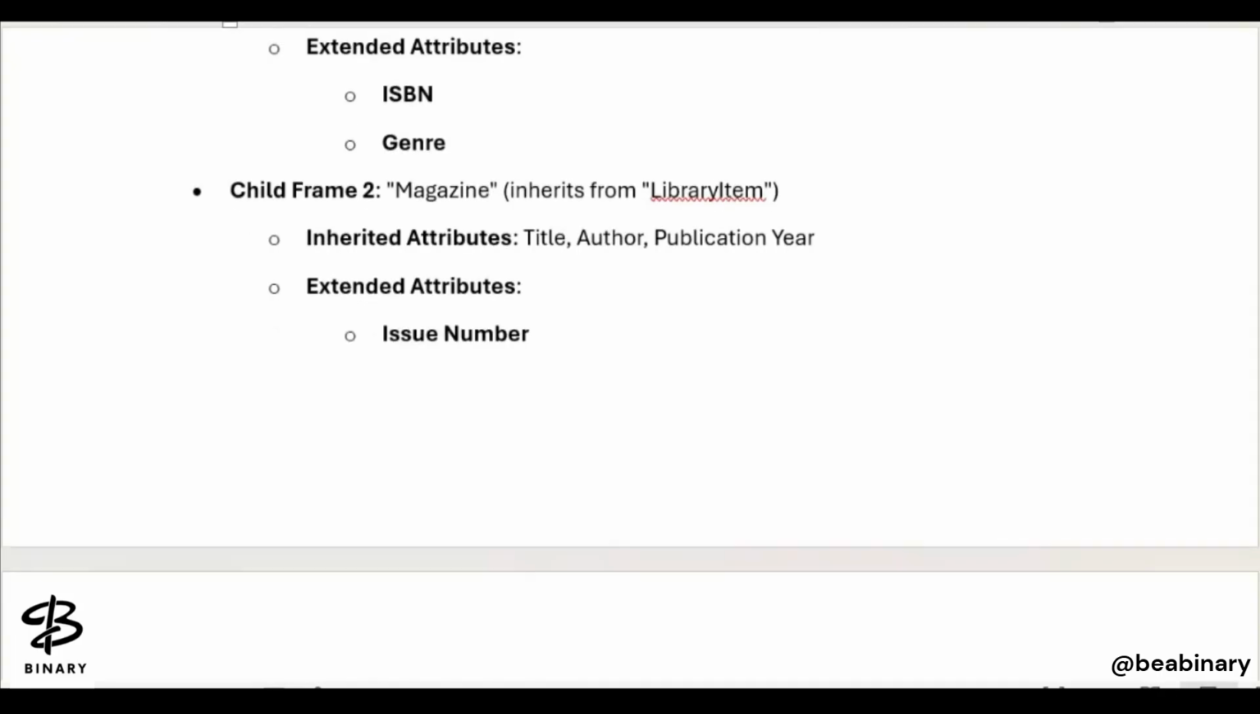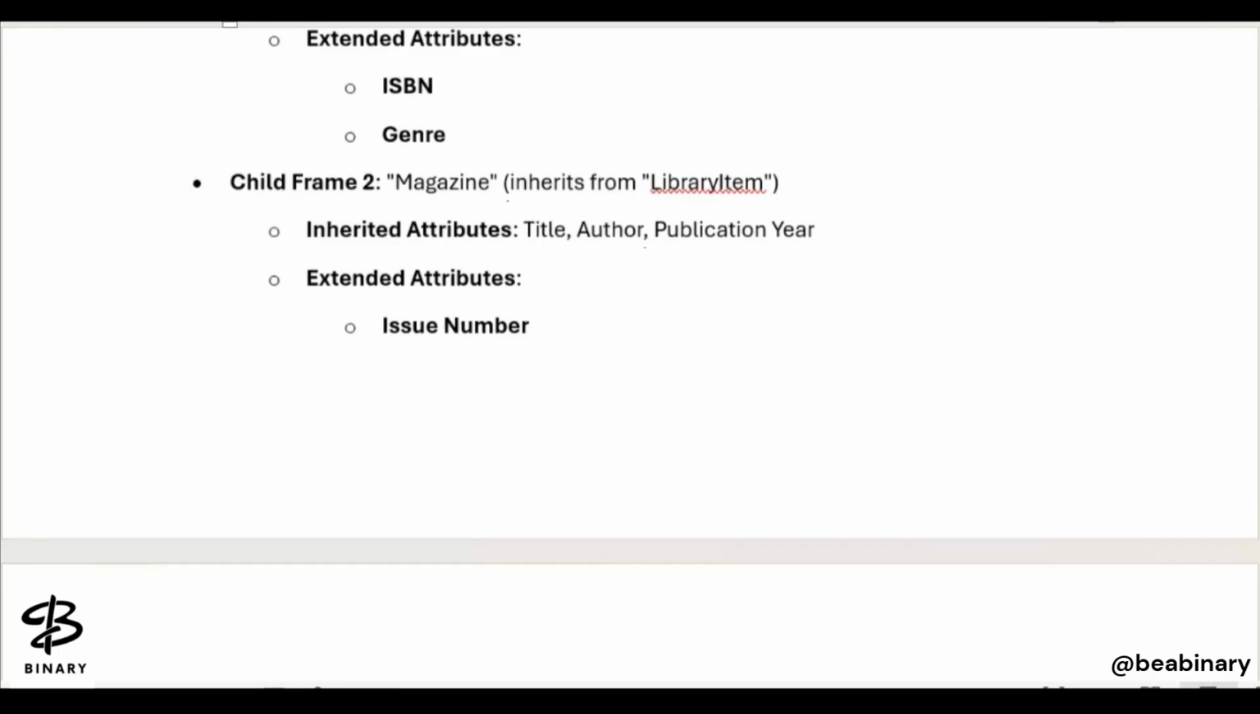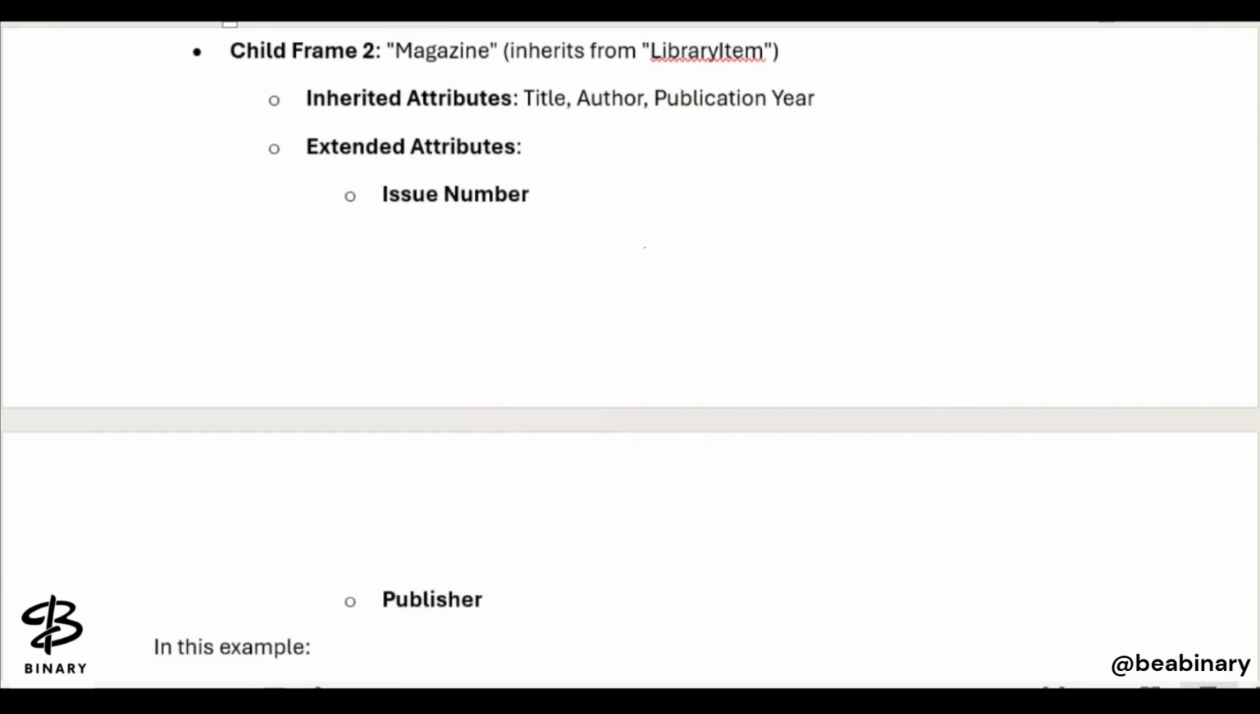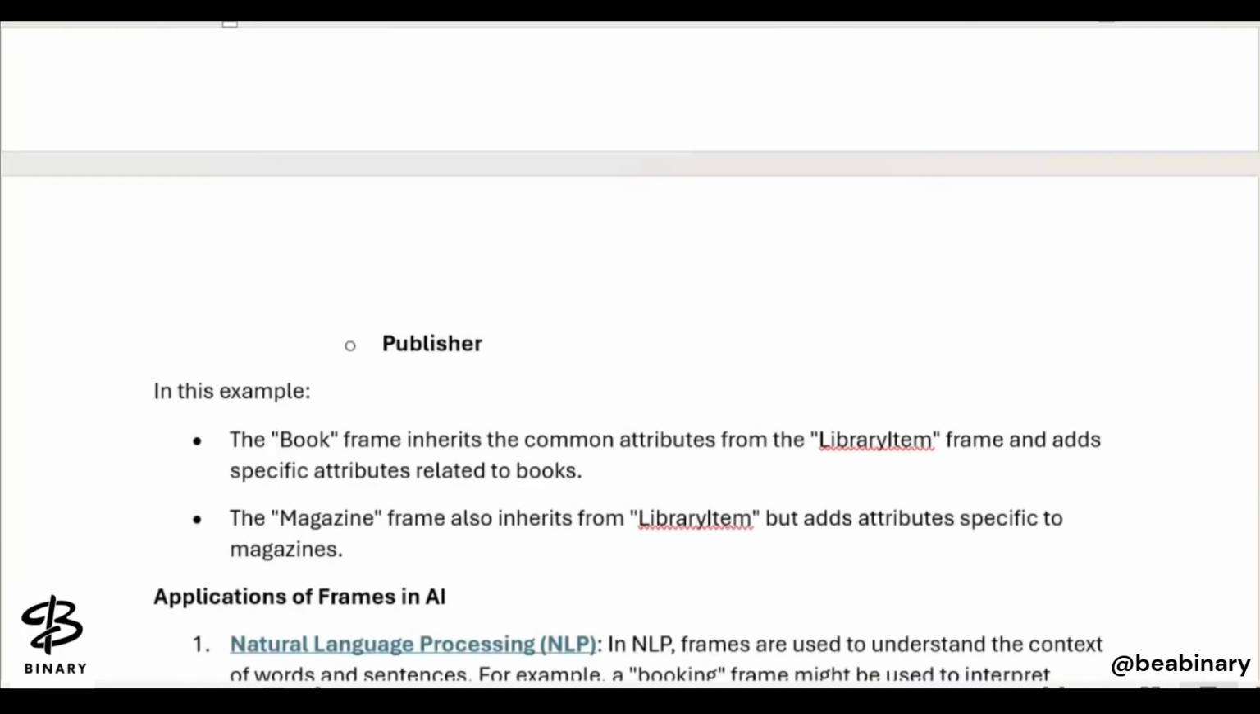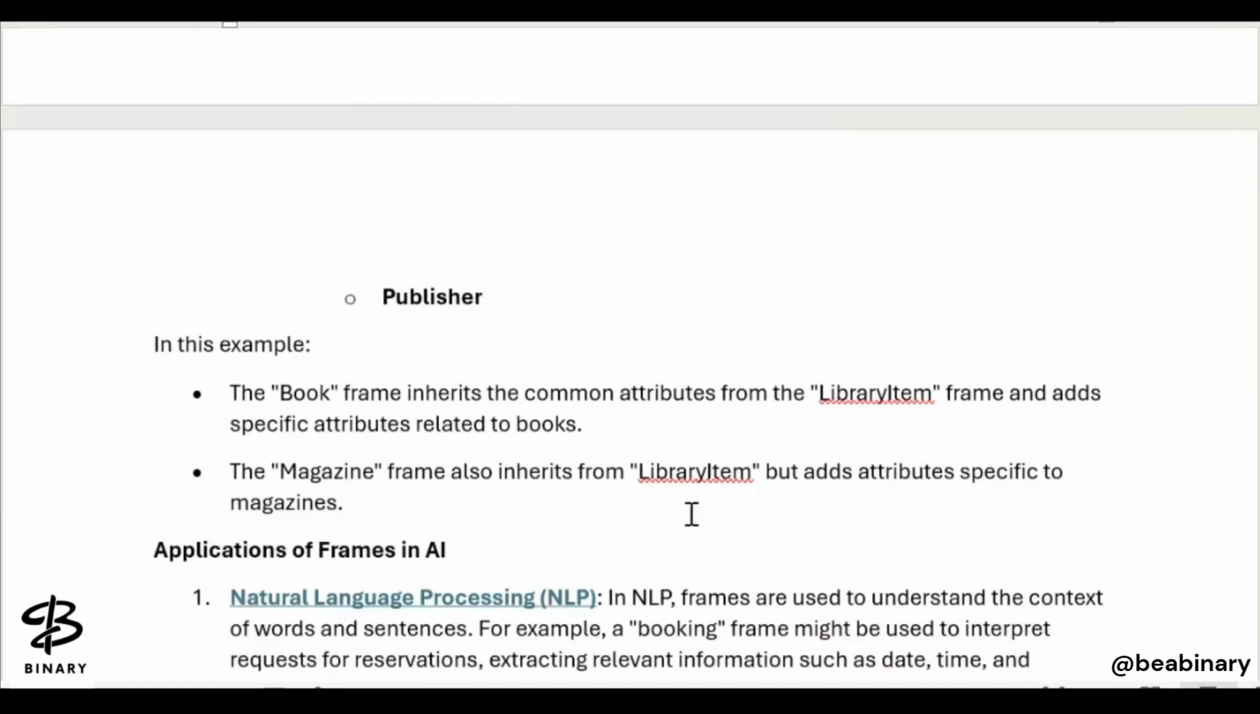A magazine is also a library item. It will inherit the properties of a parent frame: the title, author, and publication year. But the extended attributes, which simply define the magazine only, are the issue number and the publisher. So in this example, the book frame inherits the common attributes from the library item frame and adds a particular specific attribute related to books.